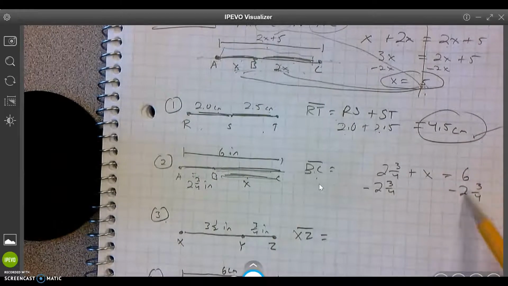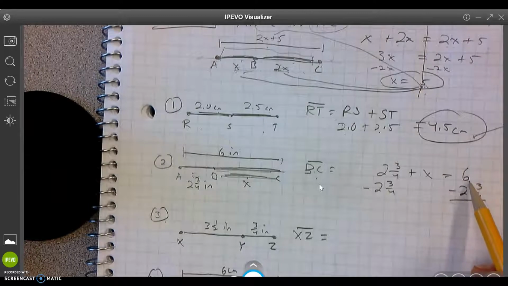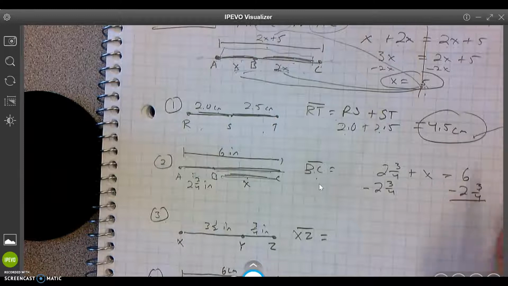Cool. So how do you do this? This is fractions. All right, well, no problem. So you see 6? I need a fraction that goes with it. So I'm actually going to borrow here. Check this out. So I'm going to rearrange.